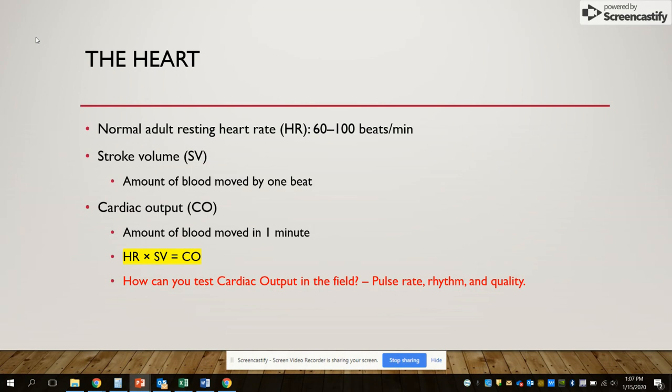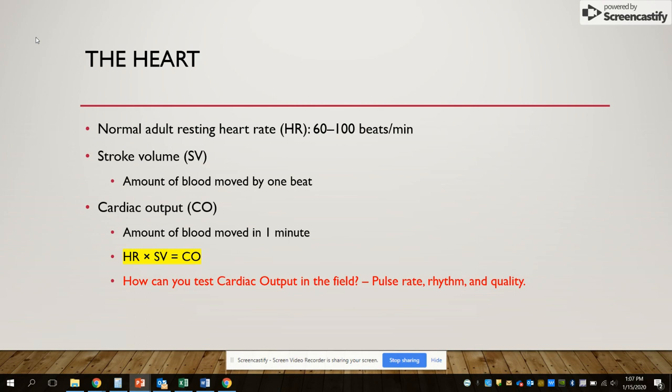Now again, just like with the minute volume, is this something that we're really going to be measuring out in the field? Absolutely not. They would take a closer look at this number in a hospital setting. But in the field, what can we do to determine cardiac output? That's easy. We need to look at the pulse, rate, rhythm, and quality. As long as we've got that and that's good, then we know our cardiac output is good. When we start having issues with the rate, rhythm, and the quality of the pulse, then we know cardiac output is starting to decline.